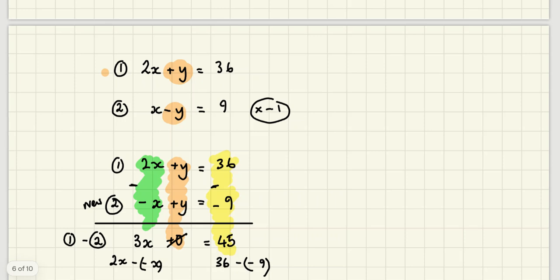So now the result is we've eliminated the y, and now we've got an equation which is just 3x has to equal 45. If that's the case, 1x has to equal 15. And then we're going to use x equals 15 in an equation. Which equation should we use? 1, 2, or new 2? Shouldn't matter. Equation 1.